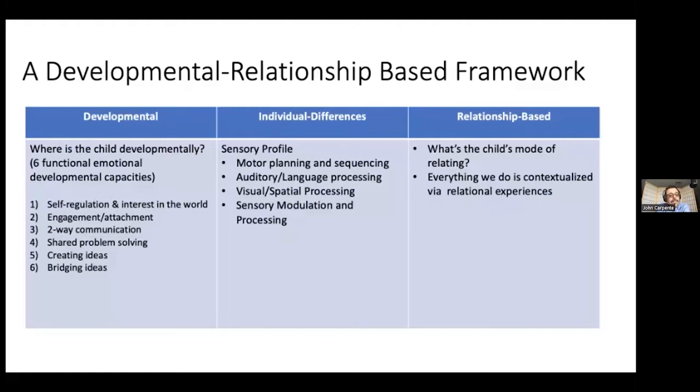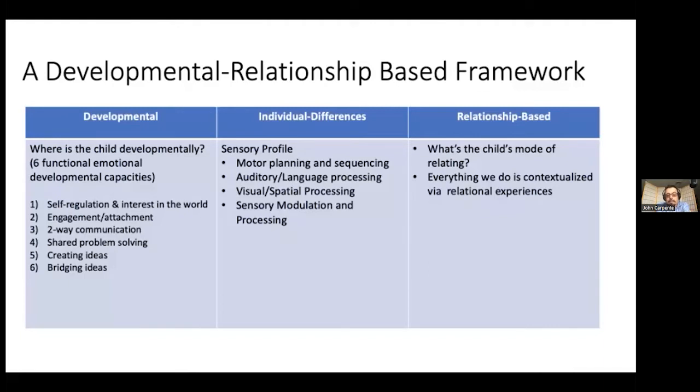And then that leads to about 3.5 years where they develop the ability to engage in creating ideas, pretend play, and get into abstract thinking. And then finally, bridging ideas. Bridging ideas is the ability to take multiple abstract ideas through a range of emotion and be able to connect them. So this is the deep portion of the model for developmental.